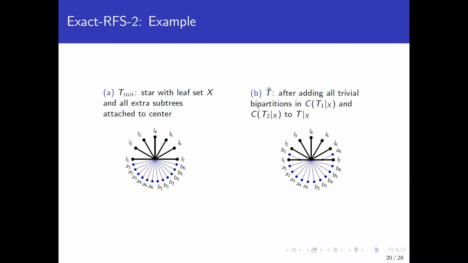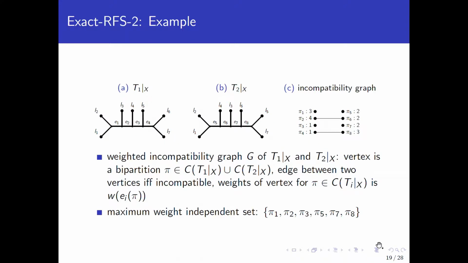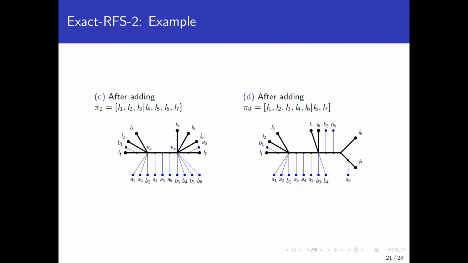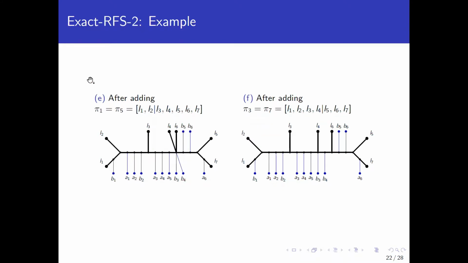Recall that the max weight independent set computed contains bipartitions Pi1, Pi2, Pi3, Pi5, Pi7, and Pi8. We add them step by step, starting with Pi2, Pi8, and then Pi1 and Pi5, which is the same bipartition, and Pi3 and Pi7. In each step, we refine the backbone of the supertree to contain those bipartitions from the backbone of the source tree, and then move the extra subtrees appropriately.